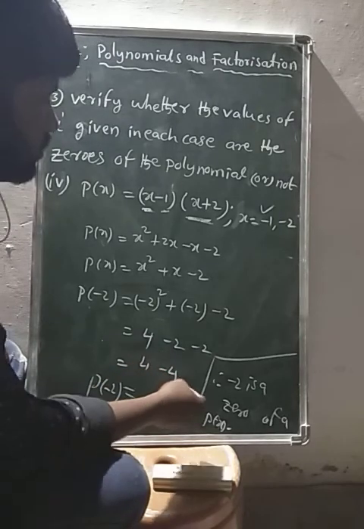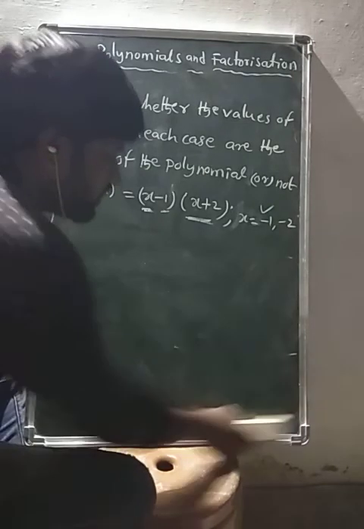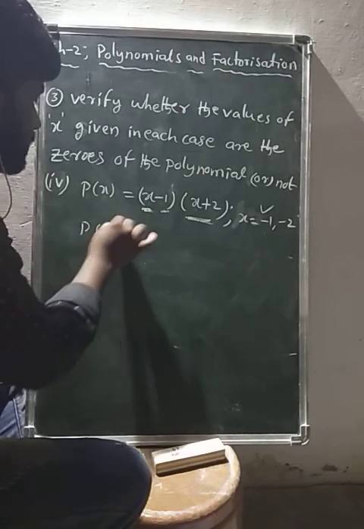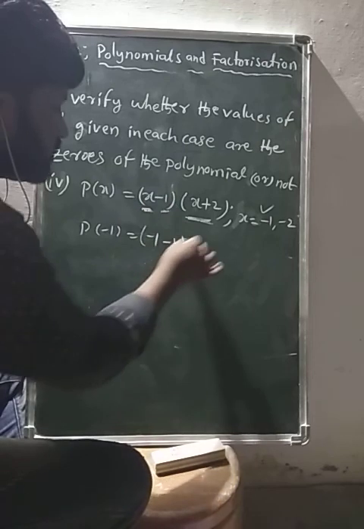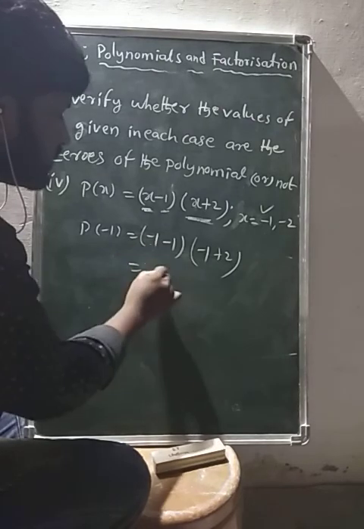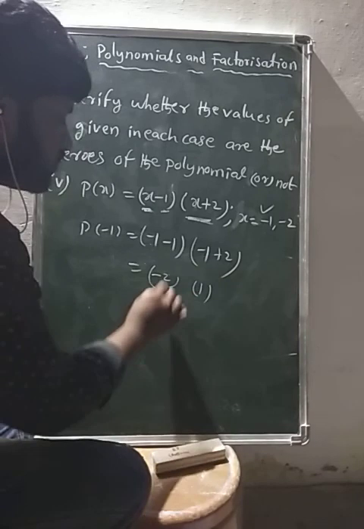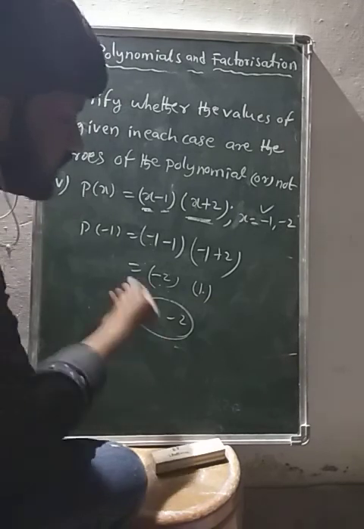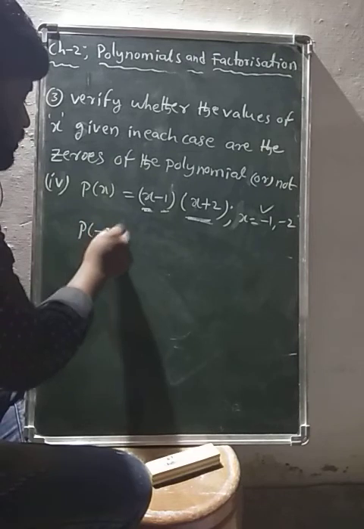So it is not necessary to do it like this, you can do it directly. What they have given, in the place of x you substitute minus 1. Then we get minus 1 minus 1 into minus 1 plus 2. Minus 1 minus 2 is minus 3... Here minus 1 plus 2 means 1. So minus 2 into 1 is minus 2. It is not a zero of the polynomial. And in the place of x, you substitute minus 2.